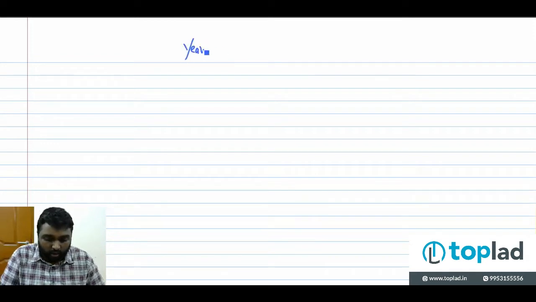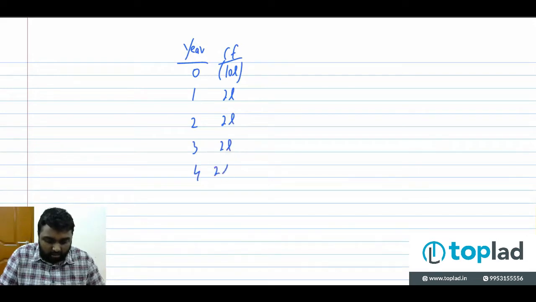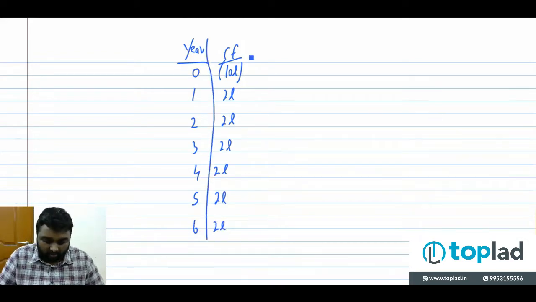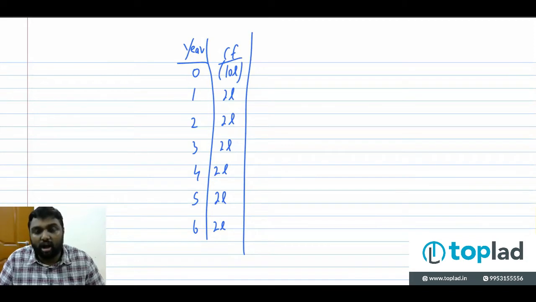See, year 0, cash flow is 10 lakh. First year 2 lakh. Second year also 2 lakh. Third year also 2 lakh. Fourth year also 2 lakh. See, every year 2 lakh. If every year is 2 lakh, we call it constant cash flow. If the cash flows are constant, there is a shortcut equation for payback.